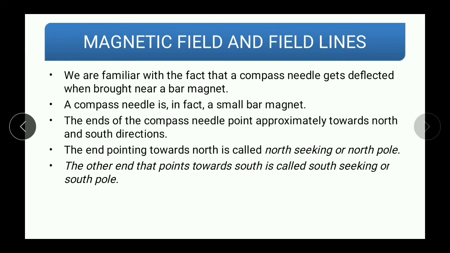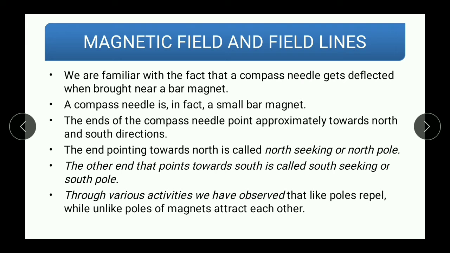We already know that like poles repel each other, meaning north and north pole will repel each other, whereas south and south pole will also repel each other, and unlike poles only attract each other. So north and south attract each other. North and north or south and south, they don't attract each other, they repel each other.